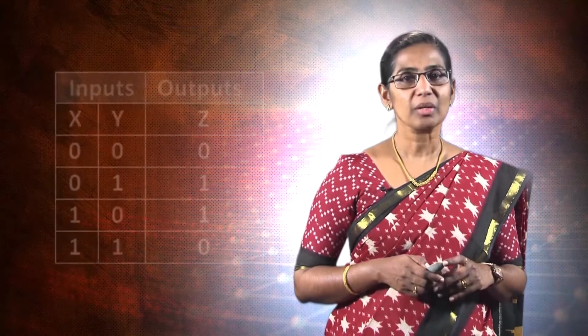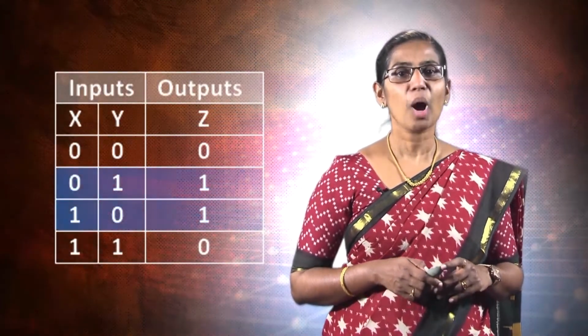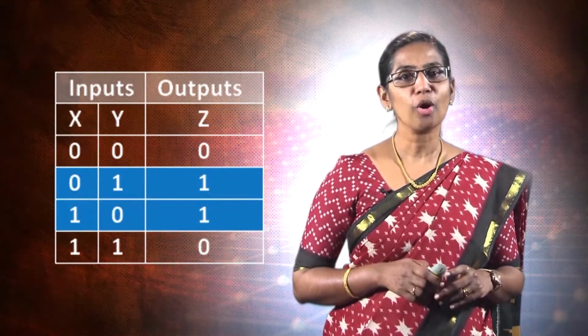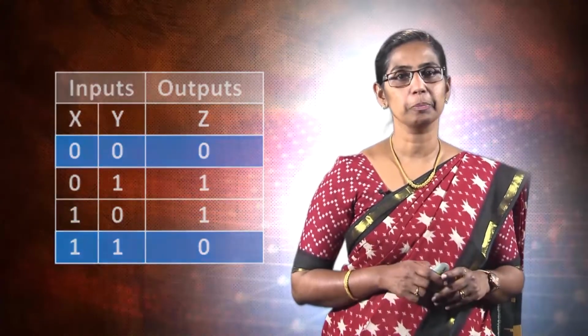A basic comparator is the XOR gate. Why is it considered a basic comparator? The reason is clear from the truth table of the XOR gate. The output of the XOR gate is 1 if the two inputs are not equal and 0 if the two inputs are equal.